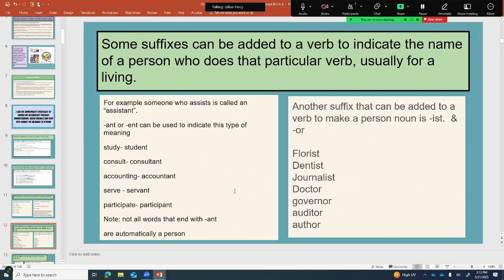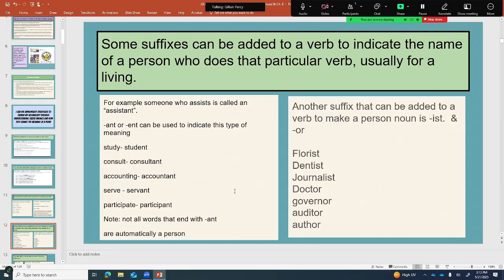Sometimes we can add a suffix to a verb to indicate the name of a person who does that particular verb, generally for a living. Like somebody who assists is called an assistant. So we use -ant or -ent at the end of the word to indicate that it's talking about a person now.